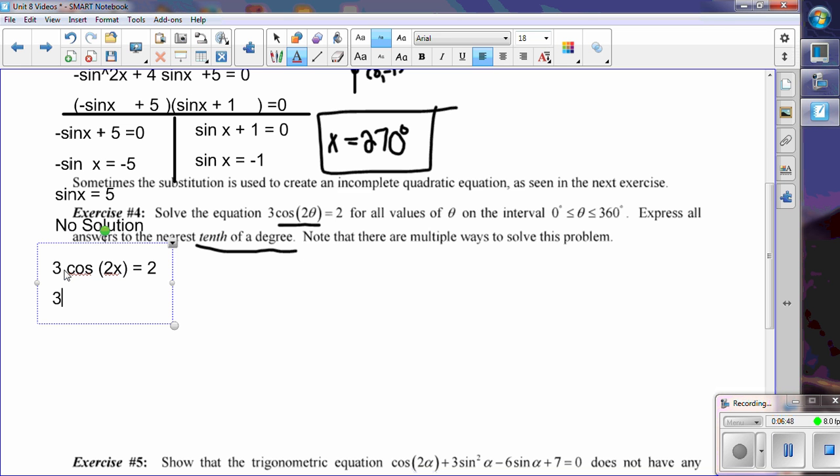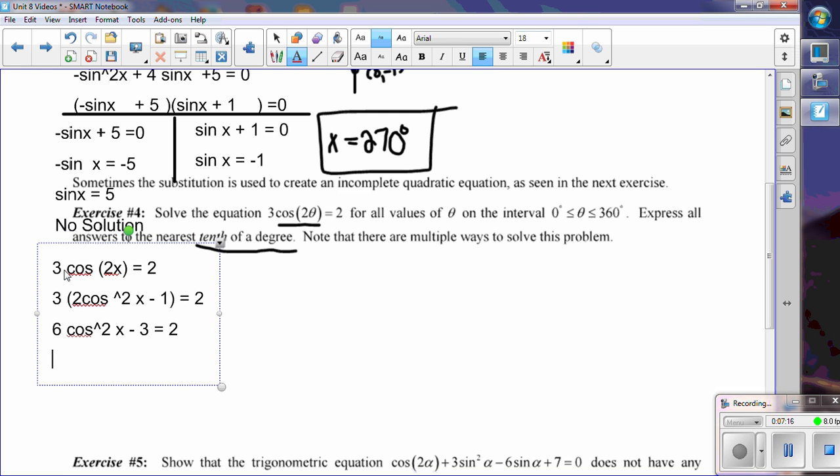What we want to change this to is 3 times 2 cosine squared x minus 1, and that whole thing is going to equal 2. The next thing we have to do is distribute. So we get 6 cosine squared x minus 3 equals 2.